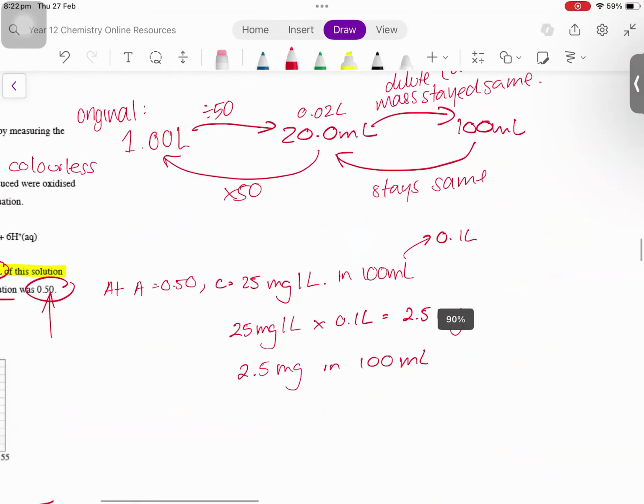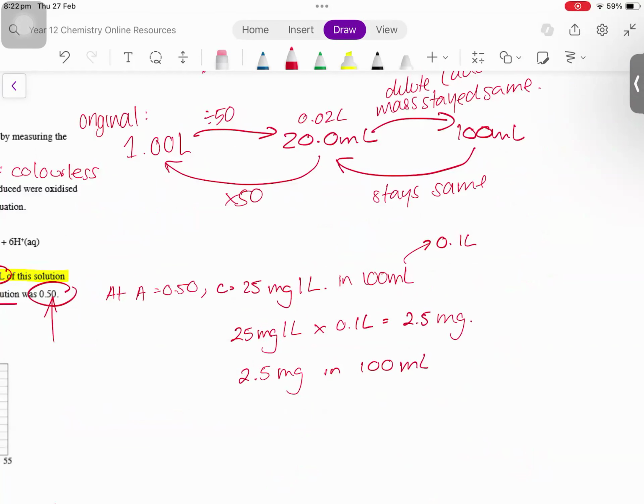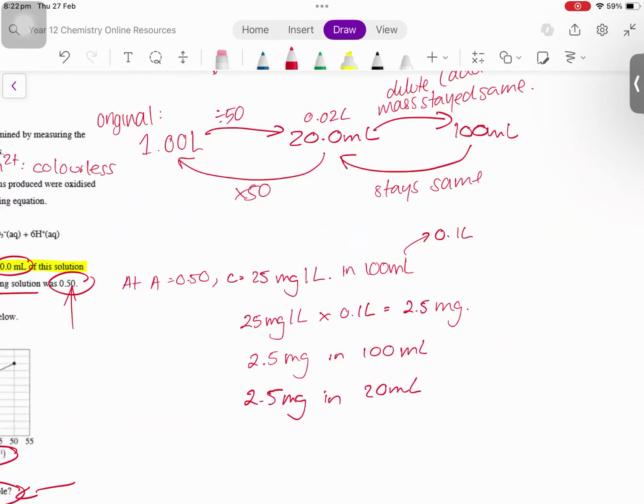Okay, good. I'm currently at 100 mils. So we said the mass stays the same when it goes to 20. So it's 2.5 milligrams in 20 mils. And then you said the question divided by 50 to go from 1 liter to 20 mils, which means when I go back, I have to times by 50. So times by 50. 20 mils times 50 is 1,000 mils, which is 1 liter. 50 times 2.5 milligrams. What's the mass in 1 liter?